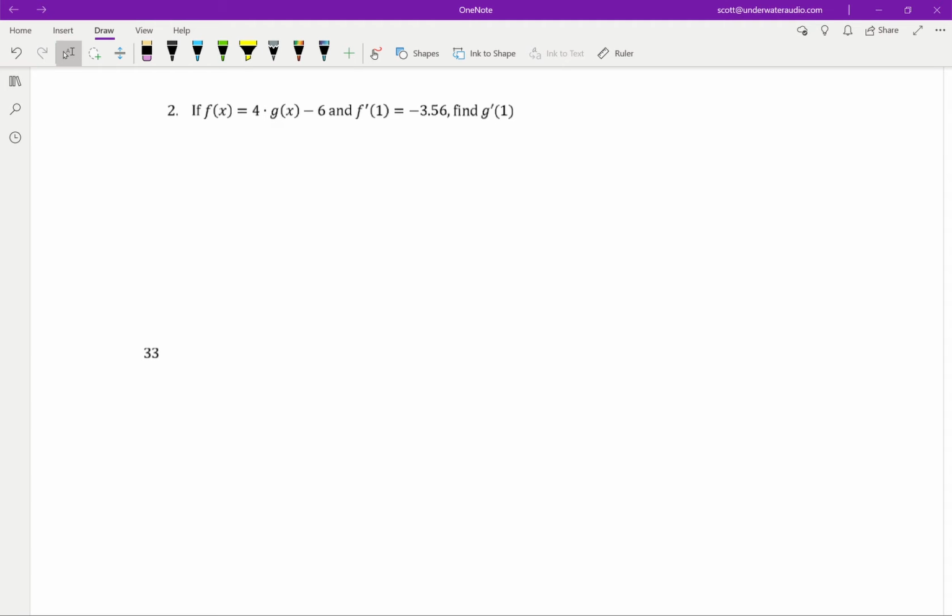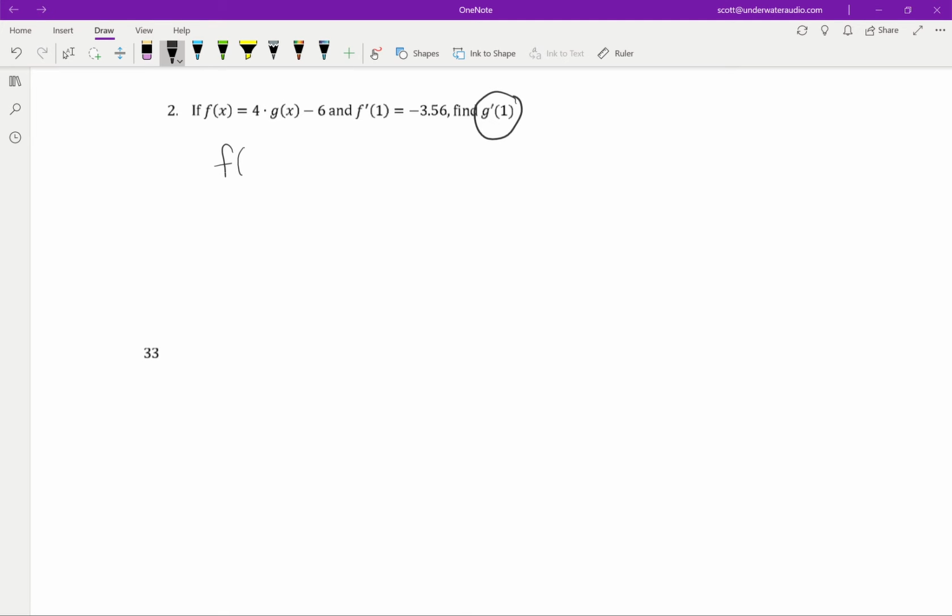Okay, problem number 2. If f of x equals 4 times g of x minus 6 and f prime of 1 equals negative 3.56, find g prime of 1. So in the way I reason this out, if I want g prime of 1, I'm going to need to know what g of x is.